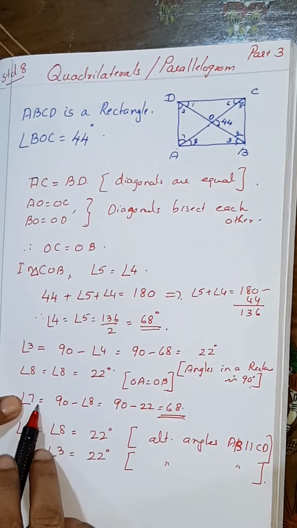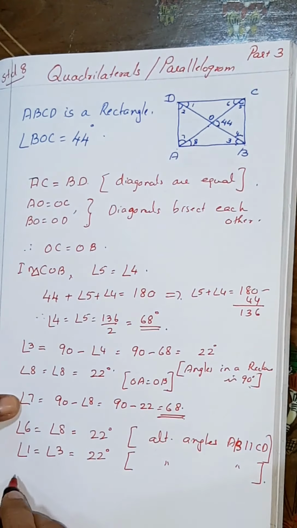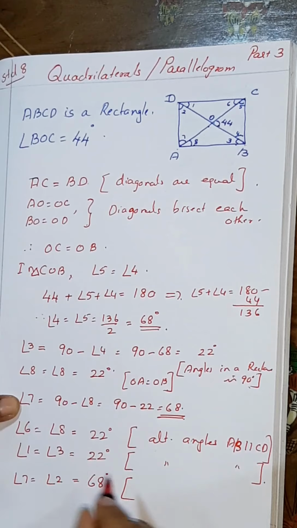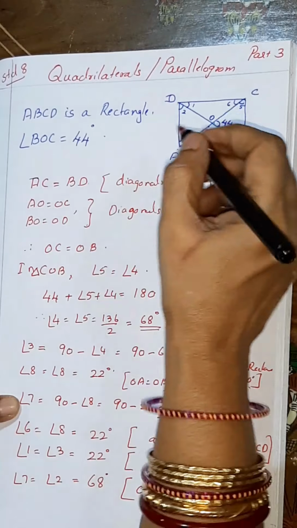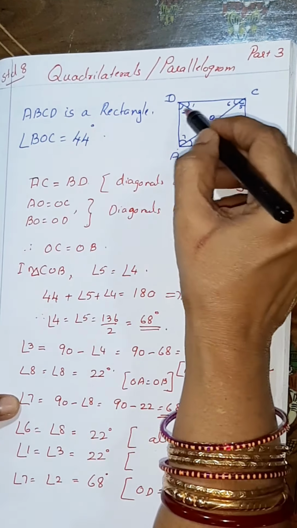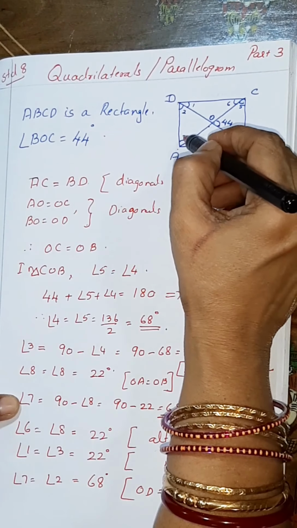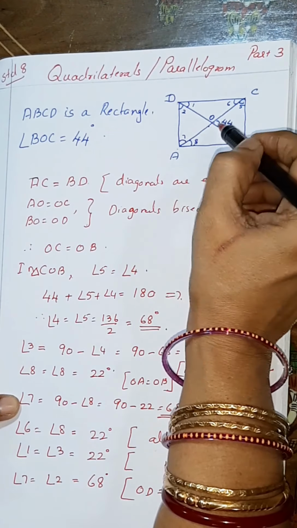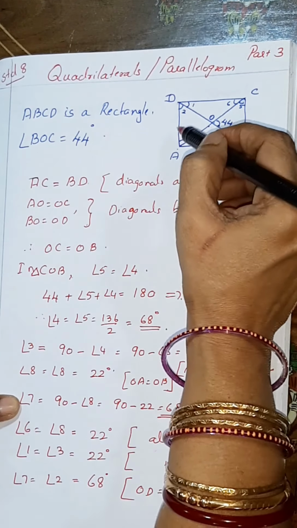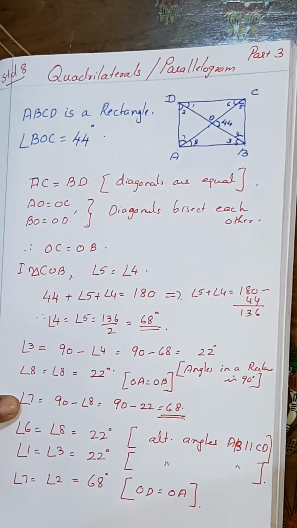Now 7 we have, so angle 7 will be equal to angle 2, equal to 68. Again OD is equal to OA. You can also do that, or alternate angles also you can do. If you know these two, you can find these two. Here these are equal, so if you know this, you can write the same, 2 and 7 are equal. So in various ways you can do this problem.